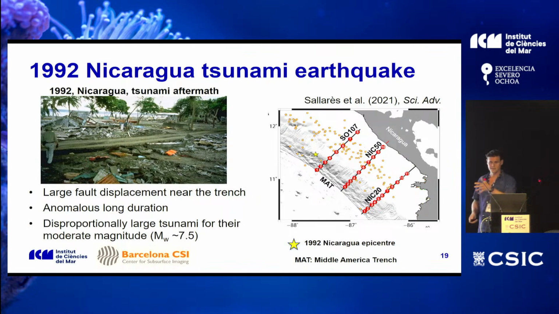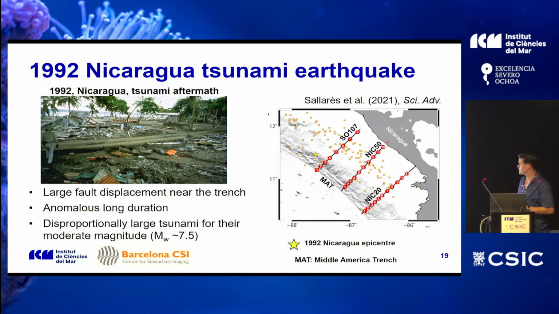It nucleated at 10 kilometers depth, which is very shallow for a megathrust earthquake. And therefore, it released a large fault displacement in this area. It was characterized by anomalous long duration and a disproportionately large tsunami for the moderate shaking it had at that moment. So the idea is to try to explain all these aspects with observations from geophysical information about the elastic media through which this earthquake propagated. So we took these three lines over here.